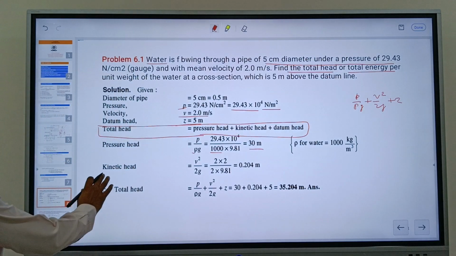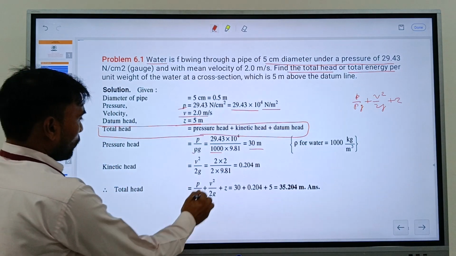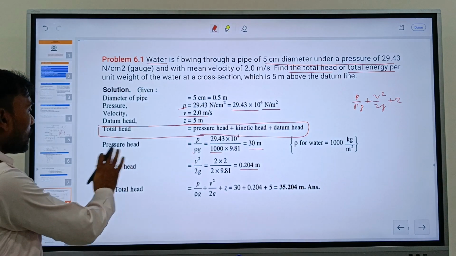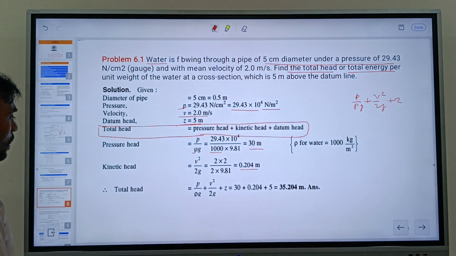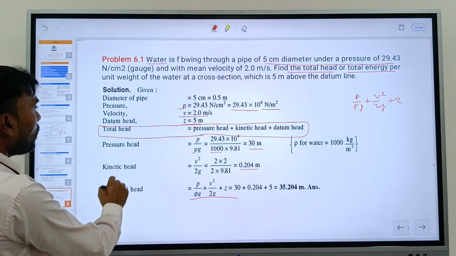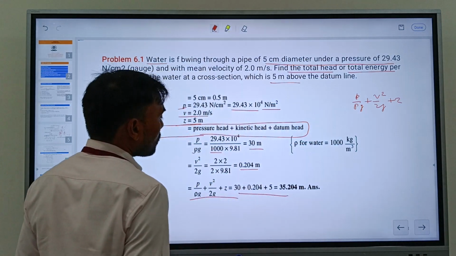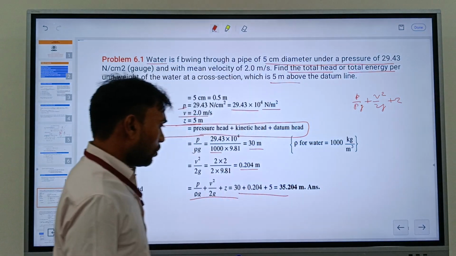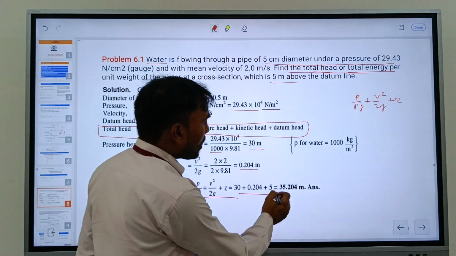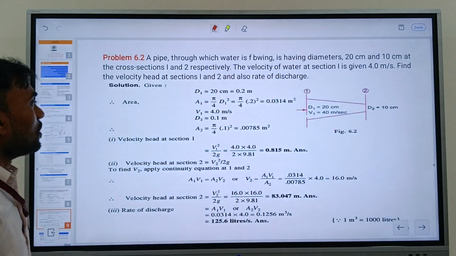Similarly, kinetic head can be calculated using V square by 2g. V is already given here, 2 meter per second. So put these values of V and g. So it will equal 0.204 meter. So pressure head and kinetic head are already calculated. Now the total head will be obtained using the sum of these two, and further datum head is already given, 5 meter. So putting all these values, you will get the total head, that is 35.204 meter. So in this problem, the total energy head will be equal to 35.204 meter. So it is a very simple question based on the formula.